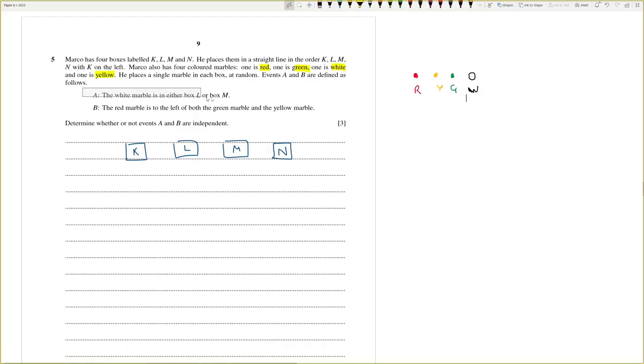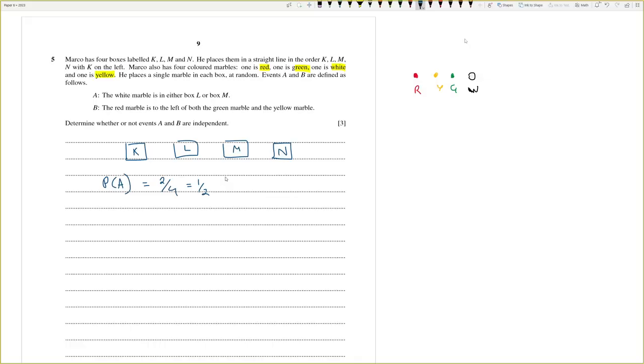So let's find out event A. What is the probability of event A? Event A: the white marble is in either box L or M. One marble is placed in each box at random. So what are the chances that the white marble is going to be in box L or M? It's going to be 2 out of 4 chances, right? Which is half. That's great.